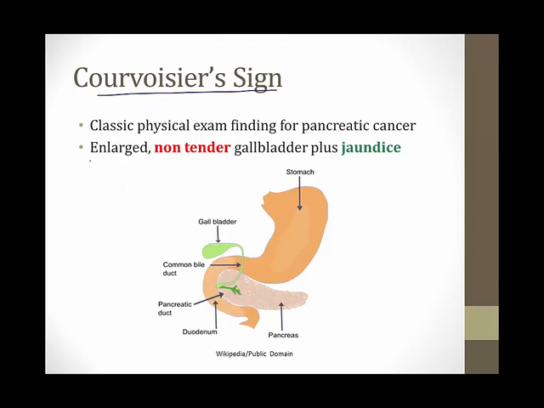Courvoisier's sign is a classic physical exam finding for pancreatic cancer. Courvoisier's sign is an enlarged, non-tender gallbladder in the setting of jaundice. The gallbladder is enlarged because the tumor is obstructing bile flow, but it's not inflamed like you see in cholecystitis. In addition, there's jaundice from the obstruction of biliary flow.